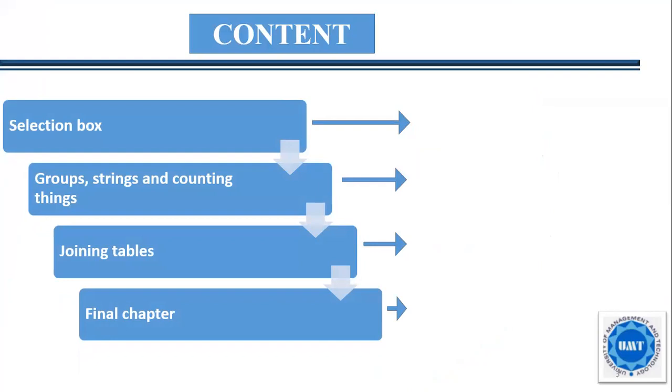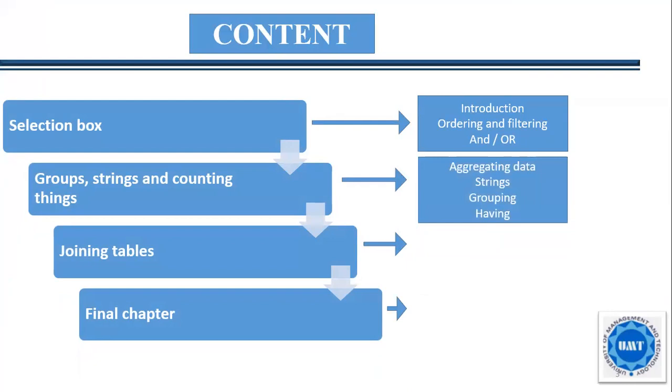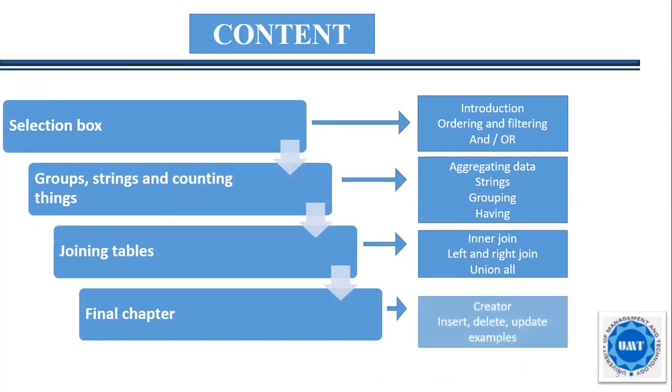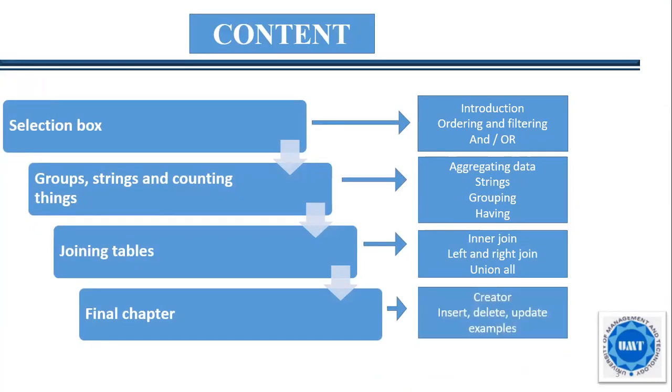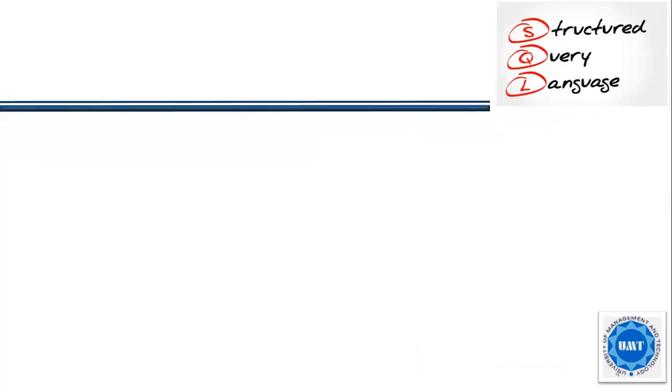This has 4 chapters. First is selecting, in which I'm going to introduce what is selecting, how to order, how to filter, and how to use AND or OR operations. The second chapter is all about grouping, strings, counting strings, aggregating the data, grouping, and having functions. The third is all about joining tables: inner join, left join, right join, union, all. And the fourth is the final chapter, in which we will create, insert, delete, update, and all the examples of this.